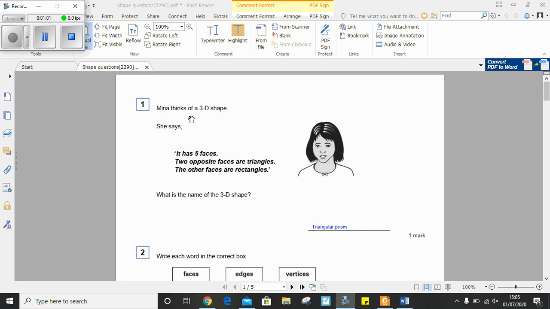Right, Mina thinks of a 3D shape. She says it has 5 faces. 2 opposite faces are triangles, the others are rectangles. So if I'm picturing this shape in my head, I know that if it's got 2 triangles that are opposite each other, the only thing it can be is a prism, especially when the rest of the faces are rectangles. Because remember, when we talk about prisms, it's a 2D shape that's been stretched out. So picture a triangle at one side, a triangle at the other, rectangles in between. Our answer is a triangular prism.